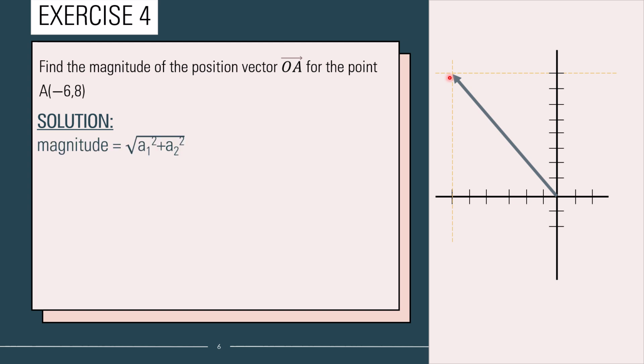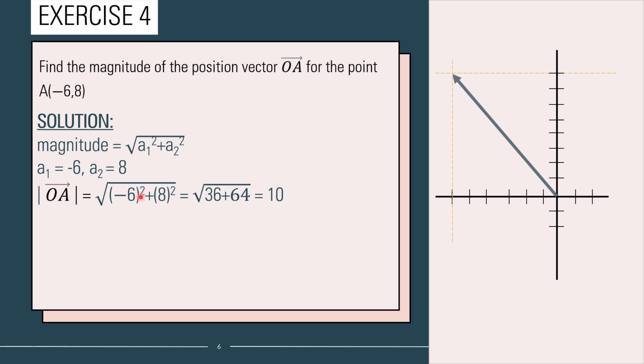Okay, you have to find the magnitude of this. So the magnitude formula is the root of a1 squared plus a2 squared. That is the first number squared and the square of the second one. Add them together, take the square root. That's the magnitude. So it will be (-6) squared plus 8 squared. So you are going to get 36 plus 64. Take the root of 100, you will get 10. So the magnitude of this position vector is 10.